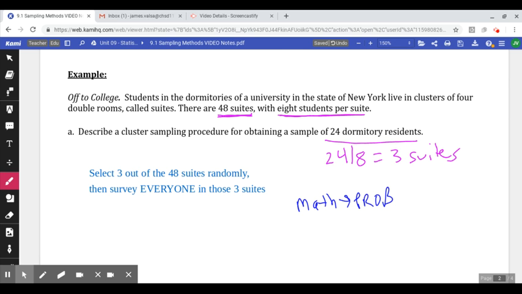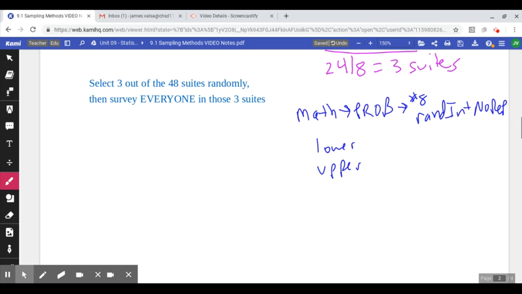Some of you are going to have number 5 as a random integer. That will probably work. And some of you will have number 8 as randIntNoRep, which means no repeat. That's the one that you want if you have it. If not, you can choose number 5. So I'm going to hit number 8 and hit enter, and then you're going to see some things. You're going to see lower, upper, and also n.